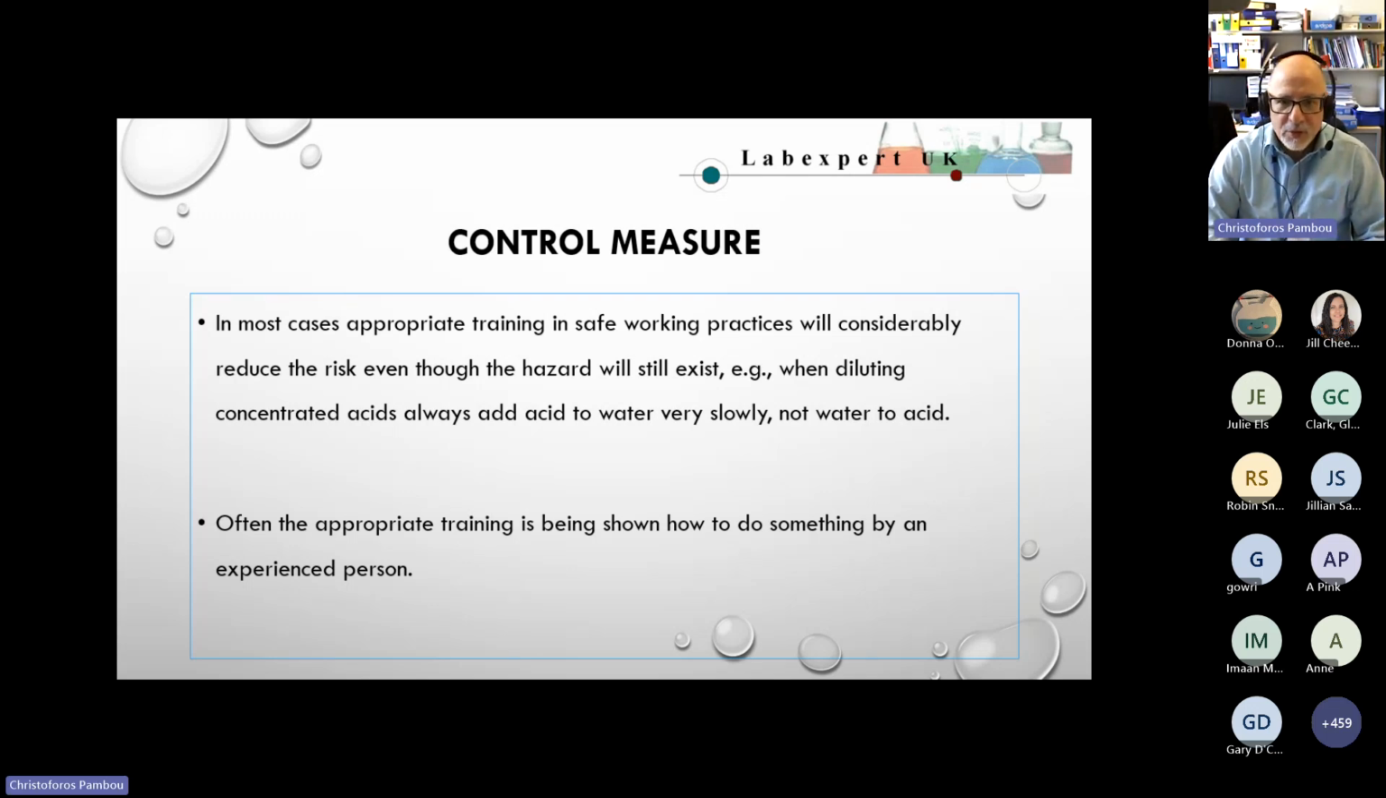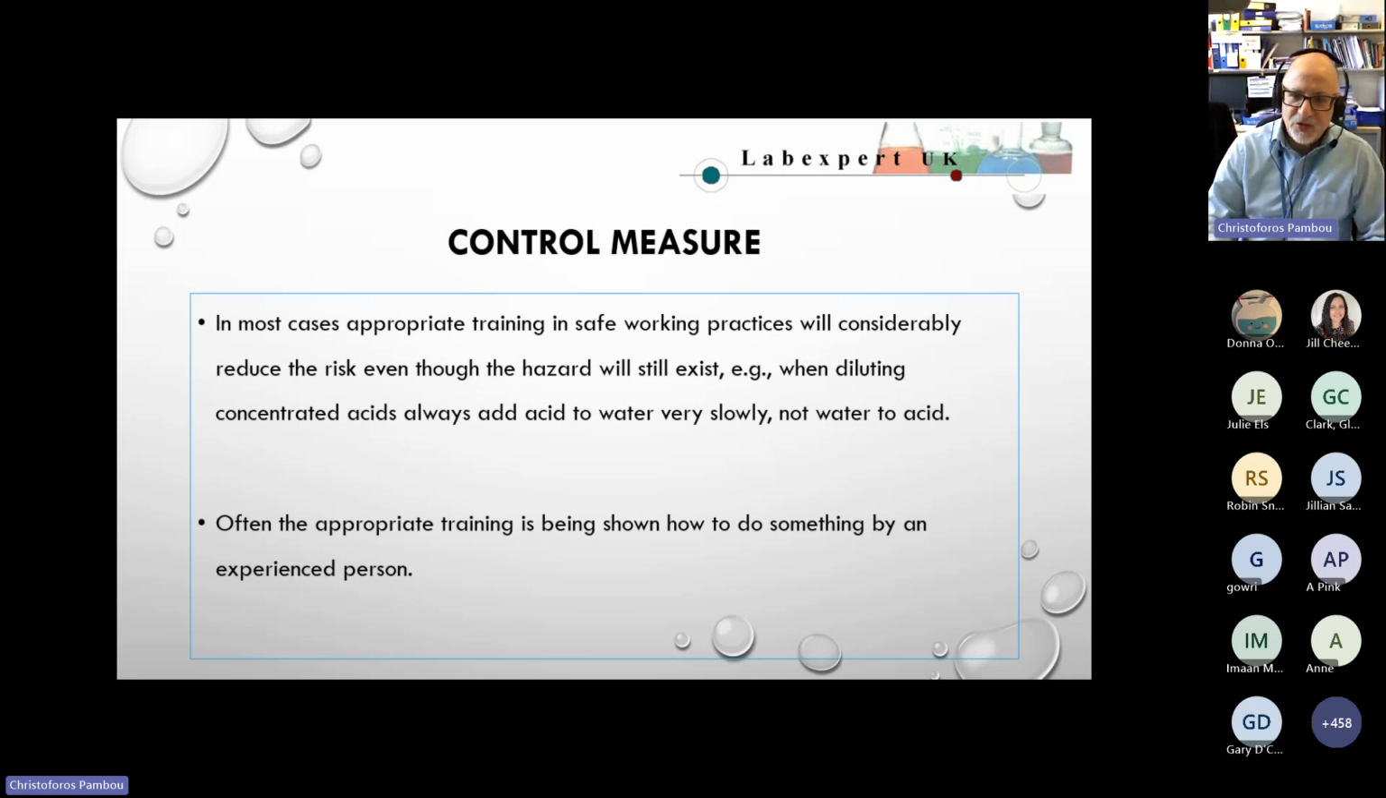So let's look at some control measures. In most cases, appropriate training in safe working practices will considerably reduce the risk, even though the hazard still exists. Sometimes we can't get rid of the hazard, but as we said earlier, we can reduce the risk. One example is when we dilute concentrated acids: always add acid to water very slowly, not water to acid.